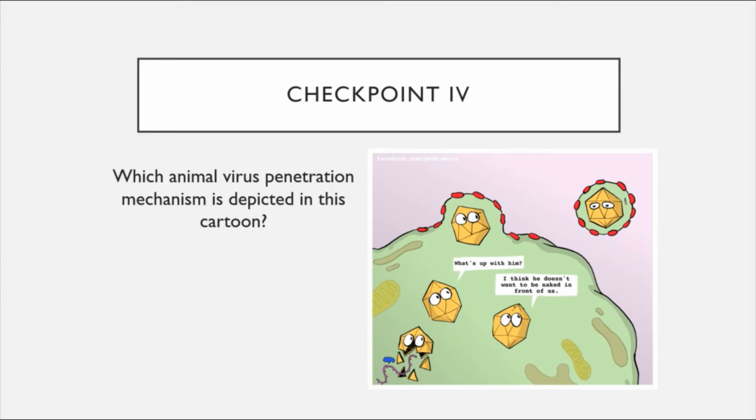So our next checkpoint is related to this cartoon that I found, which depicts one of the two forms of animal virus penetration. We can see that there is a virus here on the outside. We can see that other viruses are merging, and then later on they are breaking open and releasing the contents of their capsid. So which animal virus penetration mechanism do we see happening in this cartoon? Endocytosis or fusion?